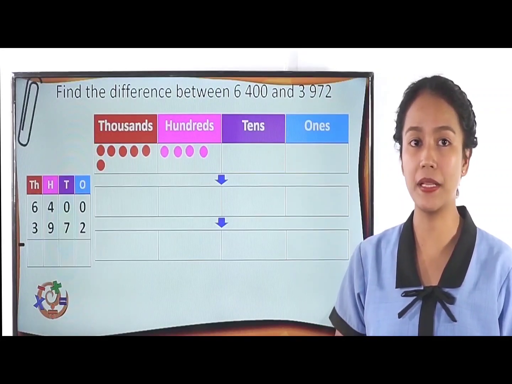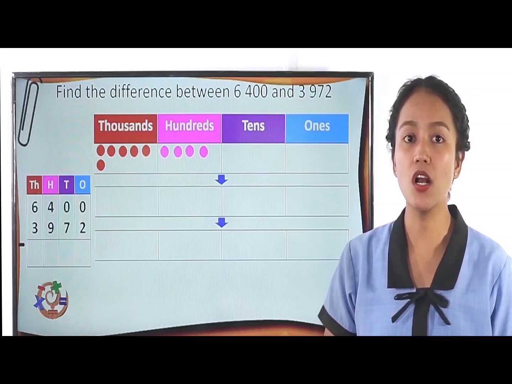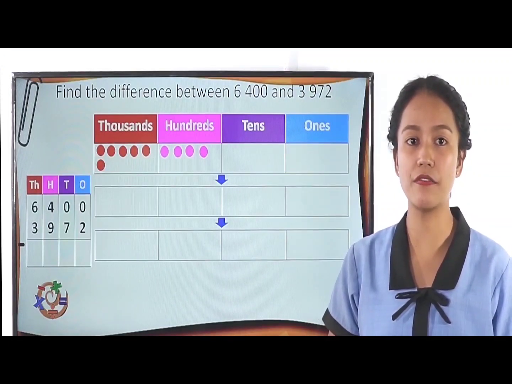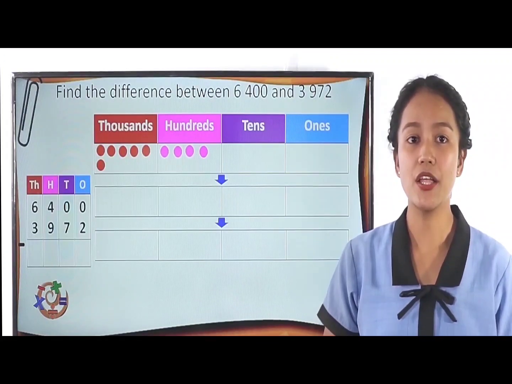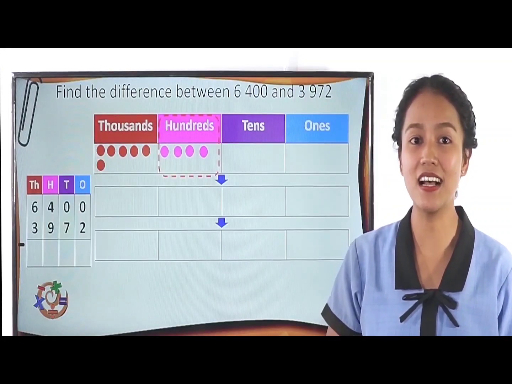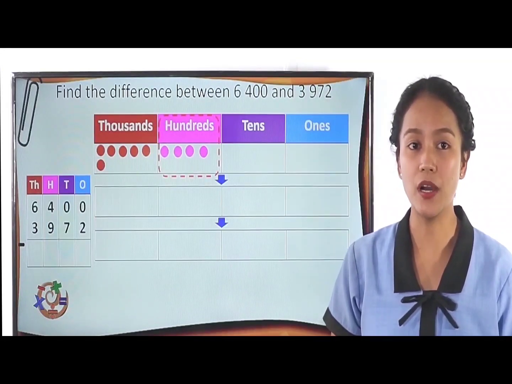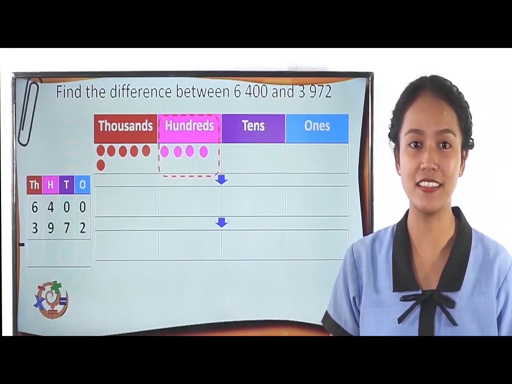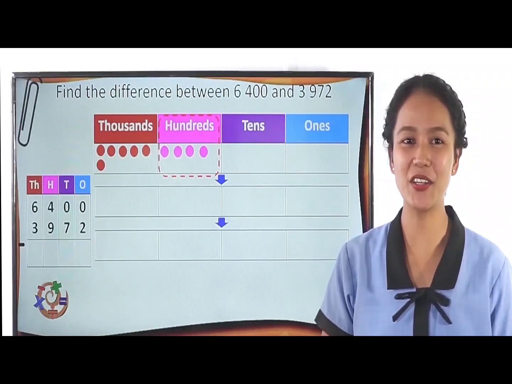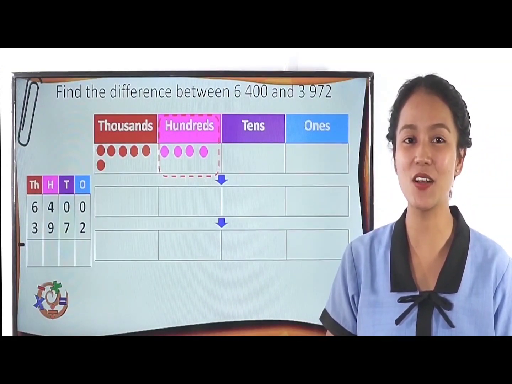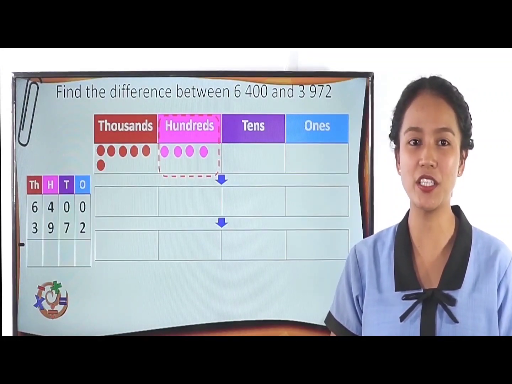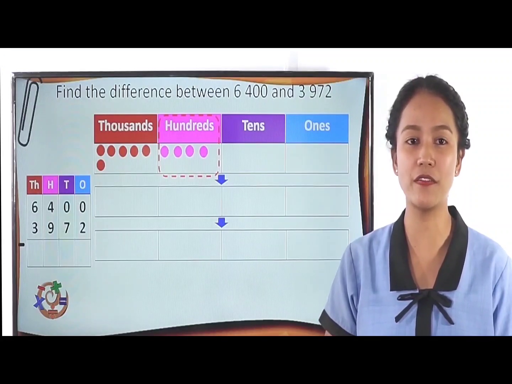We have here again a place value table. So here, we want to subtract 3,972 from 6,400. As you can see, there are 6 counters in the thousands column, 4 counters in the hundreds column, but in the ones and tens columns, there are none. What are we going to do? Yes, since there are no counters in the ones and tens columns, we have to exchange for more counters in each of the columns in order to remove the respective number of counters.